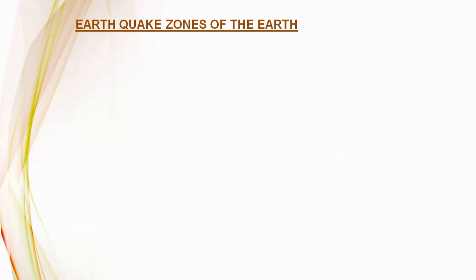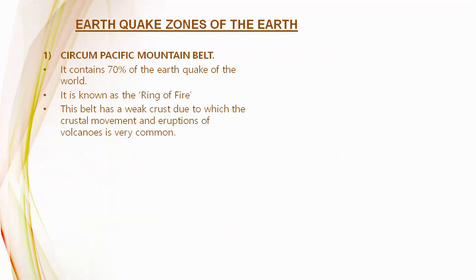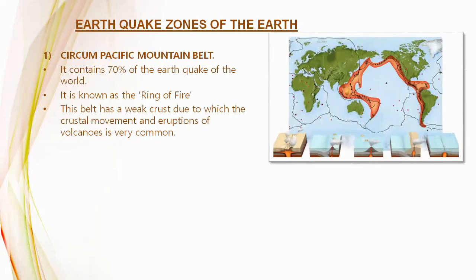Earthquake zones of the earth. The Circum-Pacific Mountain Belt. This Circum-Pacific Mountain Belt accounts for 70% of all the earthquakes that occur in the world. It is also known as the Ring of Fire. This belt has lots of weak crustal or fault lines, where lots of volcanic eruptions occur, and as a result, lots of earthquakes also occur.